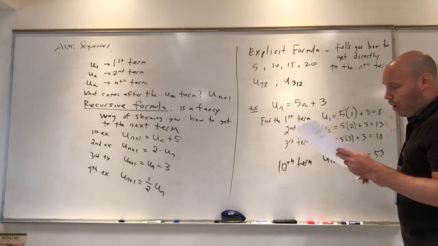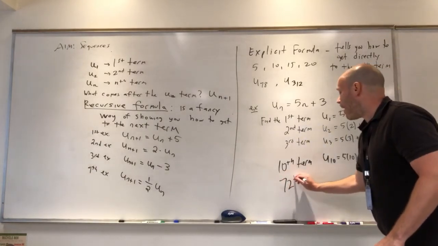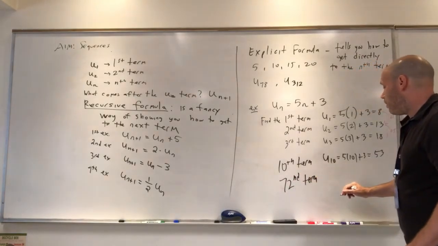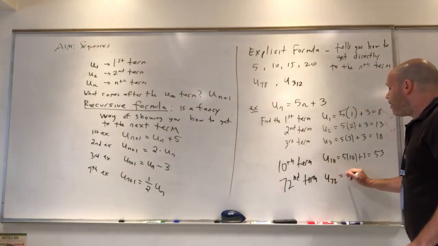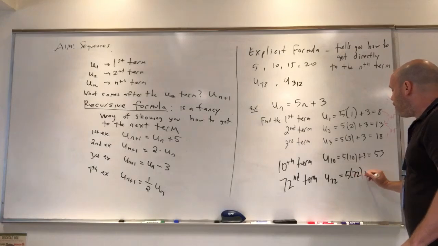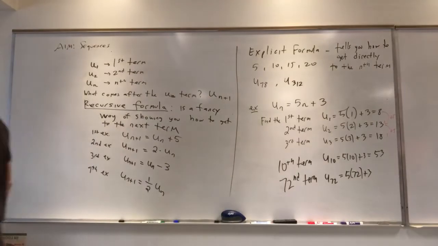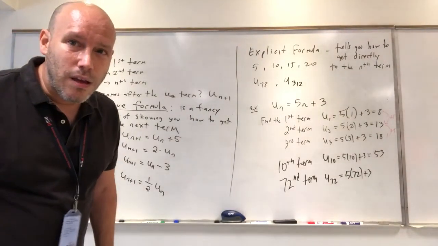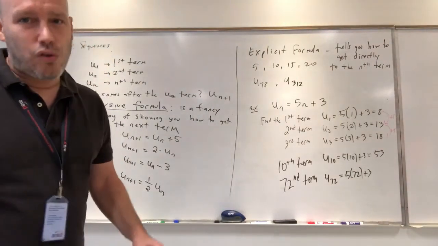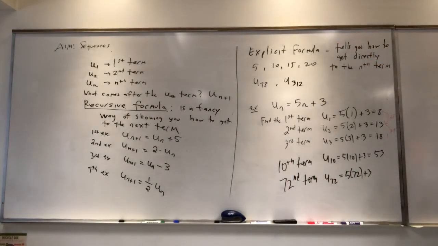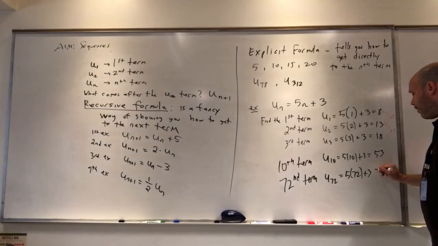Now I can ask you, what's U of 72? What's the 72nd term? U of 72 is 5 times 72 plus 3. Well, you know what? I said we can use the calculator in this class. Use your calculator. So 5 times 72 is 360, plus 3 is 363.